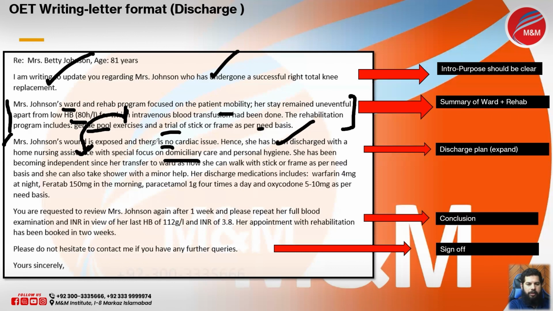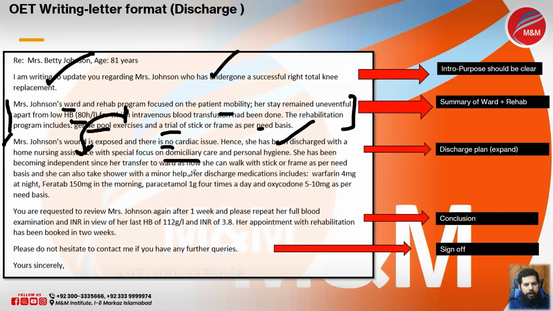So this sentence we are using in the present perfect form so that we can save the words in the rehabilitation, and we are writing this line over here. Her transfer to the ward, as now she can walk. So basically we had given the impression to the examiner that since the ward she has had progressive improvement. That's why we can write: she has been becoming independent in her mobility, and now she can walk with the help of a stick or frame as per need, and she can take a shower with minimum help, right?